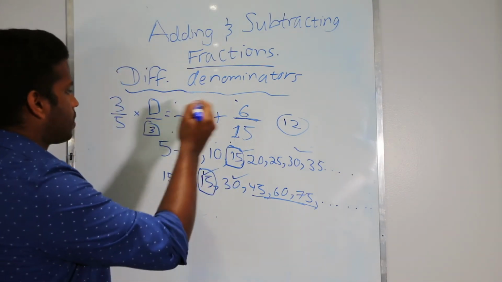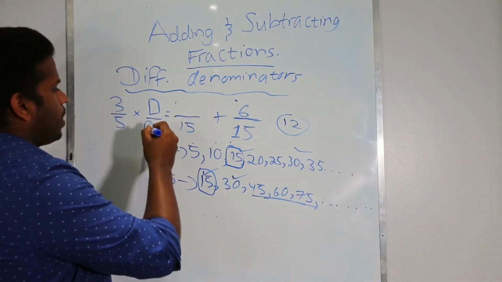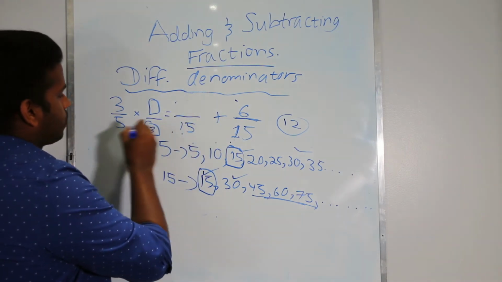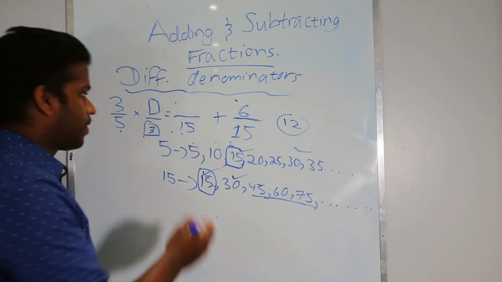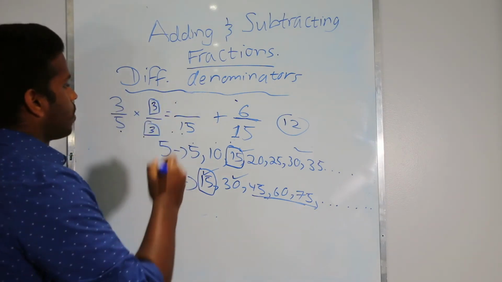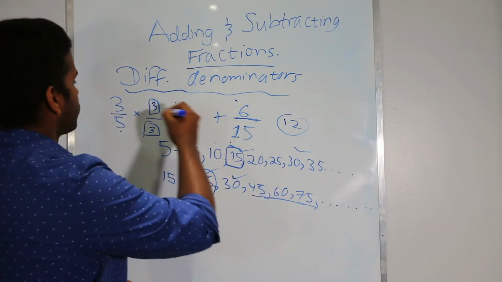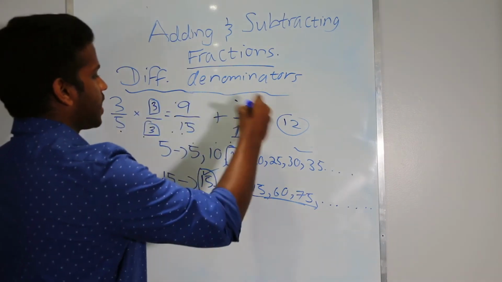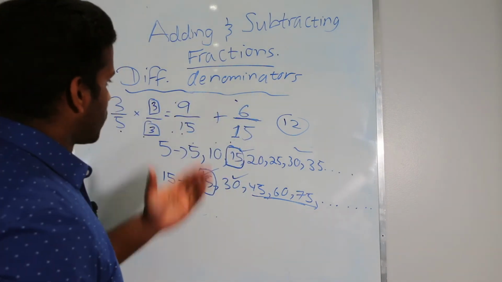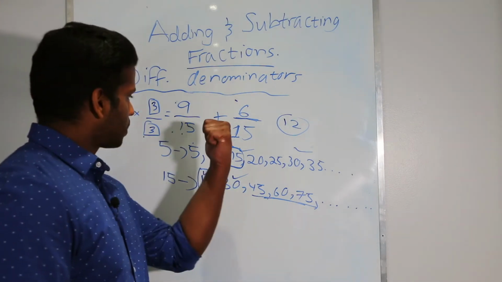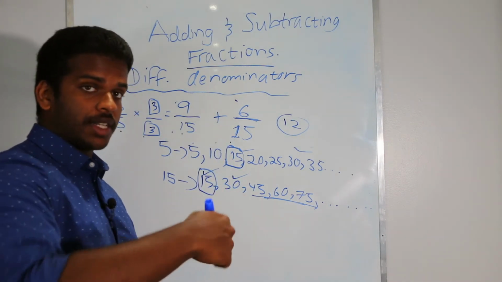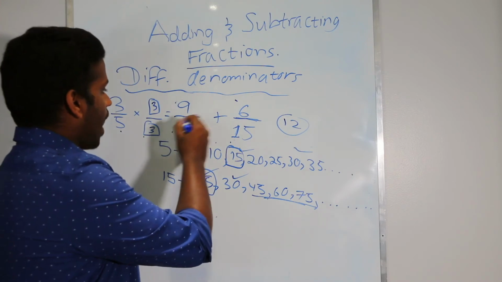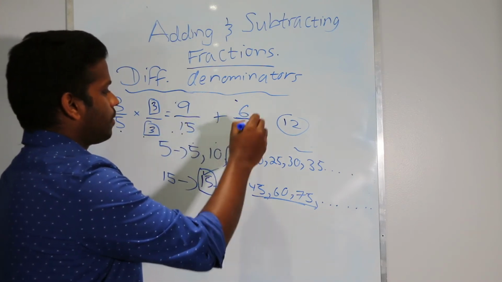So 5 times 3 equals 15. In order to get from here to here, we have to multiply by 3, so we have to do it here too. 3 times 3 is 9. So we have 9 over 15 plus 6 over 15. Now, what do we have here? Remember the first scenario I showed you? So 9 over 15 plus 6 over 15.